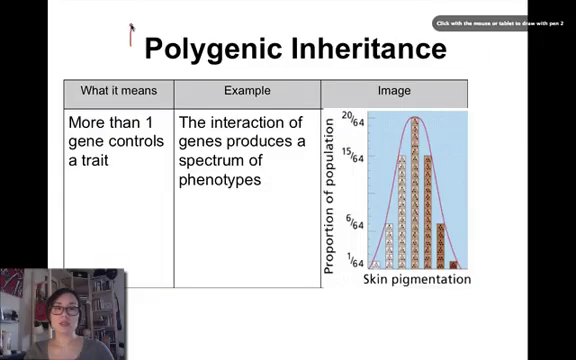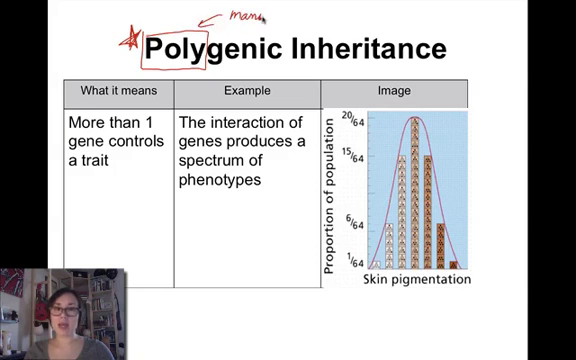The last thing that we need to discuss is something called polygenic inheritance. And we've talked about this prefix poly before. Remember, poly means many. And we want you to remember that because in polygenic inheritance, we're going to see many, many, many different types of phenotypes. And the reason why is because we're going to see a spectrum, and that spectrum is due to the fact that more than one gene controls a particular trait.